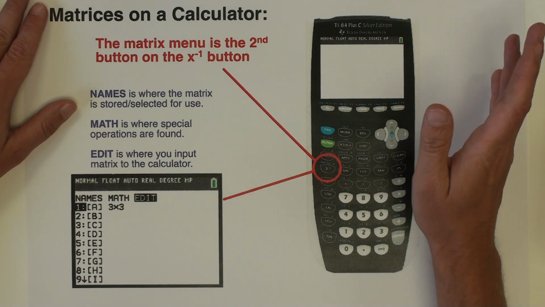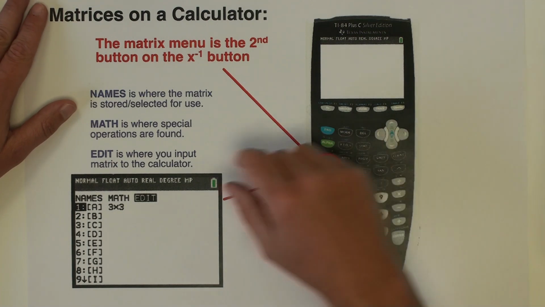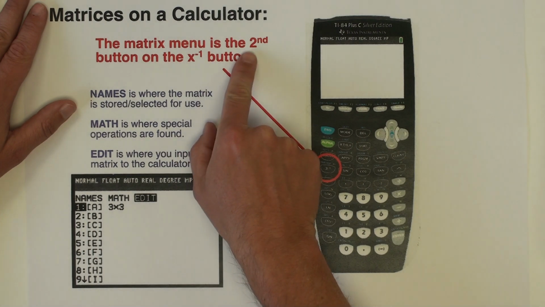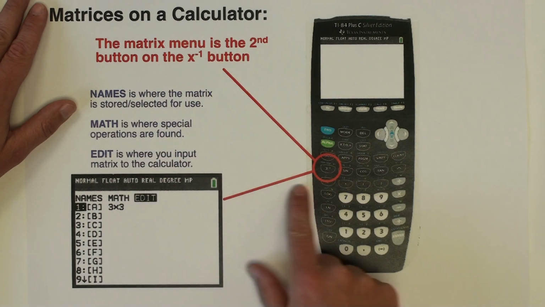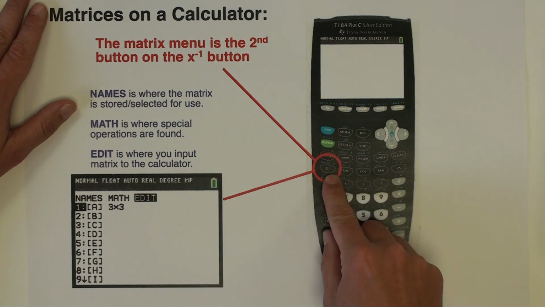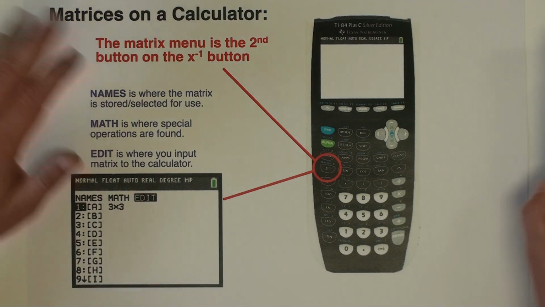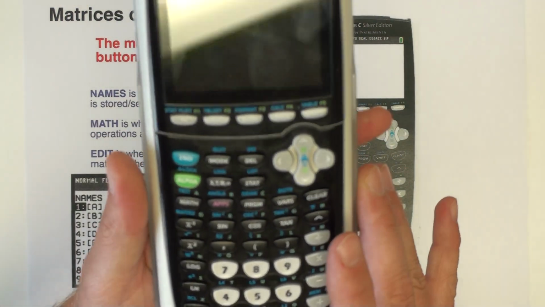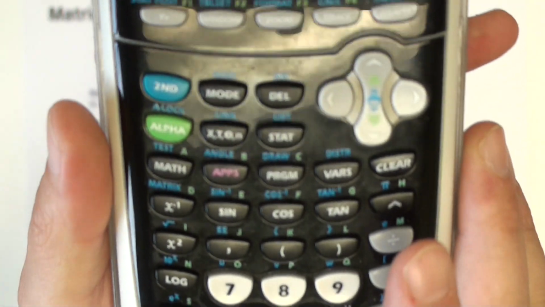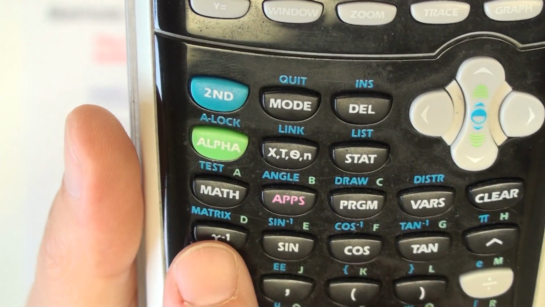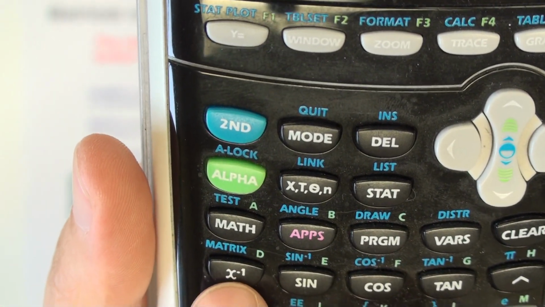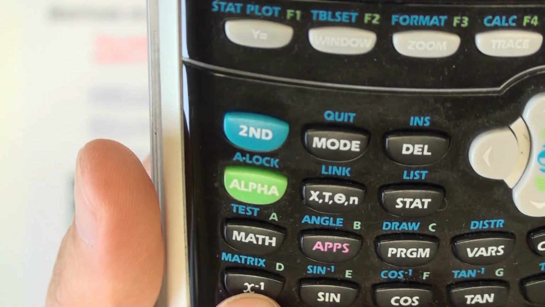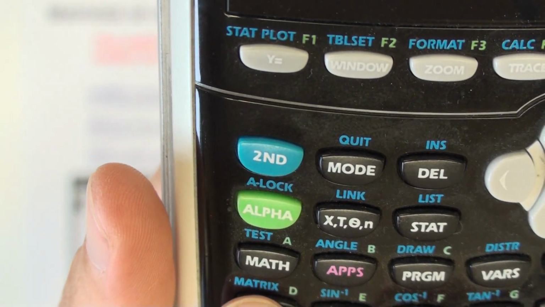So first off, where is the matrix button? The matrix menu is actually the second function on the x to the negative 1 button. So it's on the left hand side about halfway down. I'll show you on my calculator here. I'll pull it up to the top. Right there on that button that says x to the negative 1, there is a label above it that says matrix. So that's the one that you're going to access.